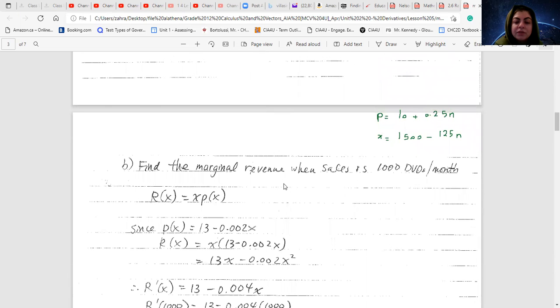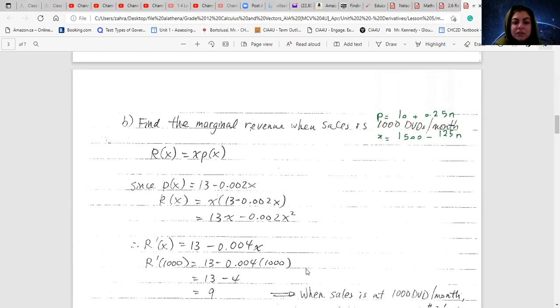Find the marginal revenue. First, you need to find the revenue. Revenue is x, the number of items you're selling, multiplied by the price of each item. P(x), we found it from the previous step. You just multiply that x by that function. You expand it. Now for marginal, you need to take a derivative.